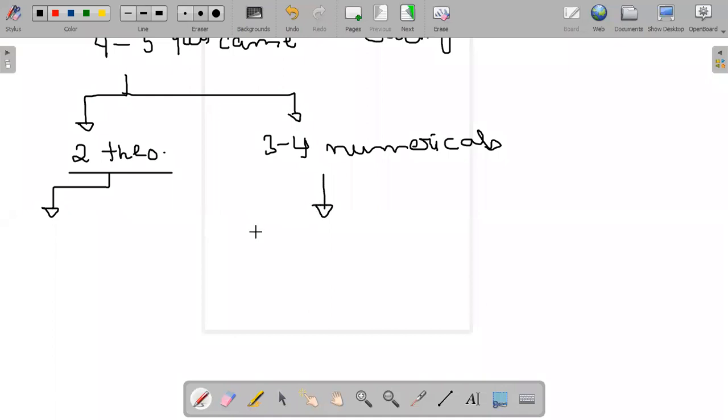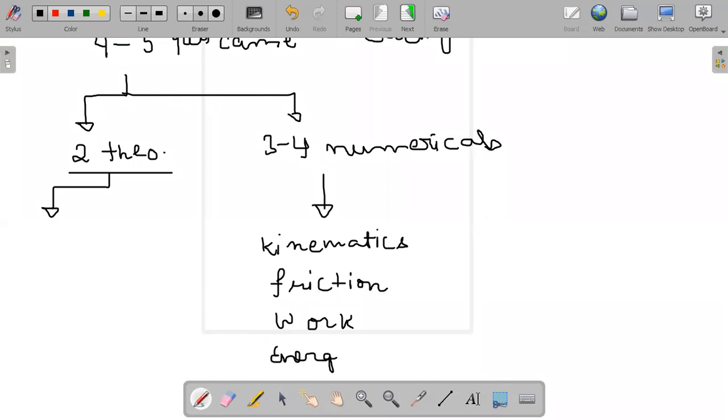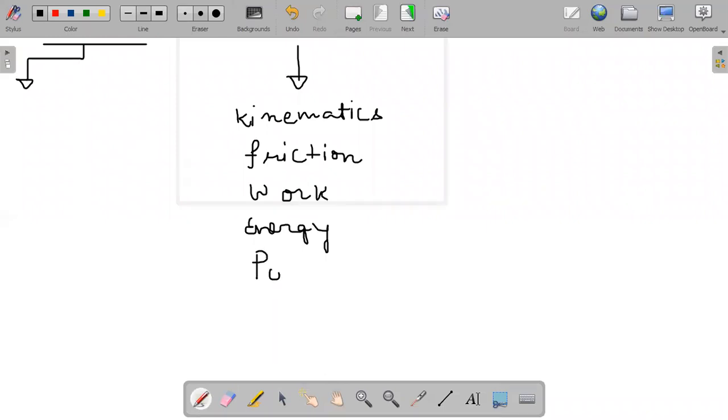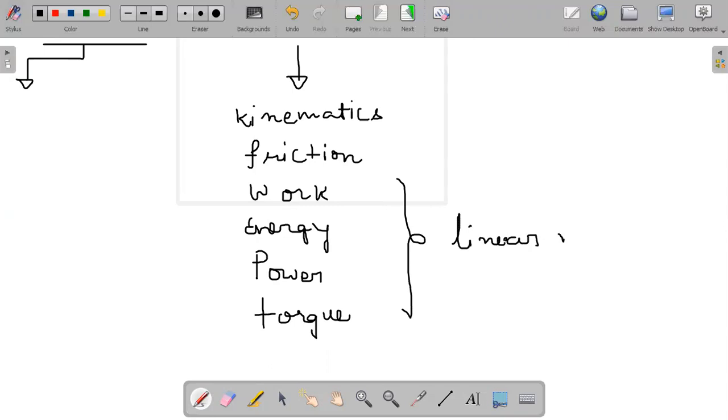for numericals you have to have clear knowledge of kinematics, friction, and work, energy, power, torque, both for the linear motion and rotational motion also. ठीक है, so if your basic knowledge of these terms is clear, then half of your mining machinery is already over.